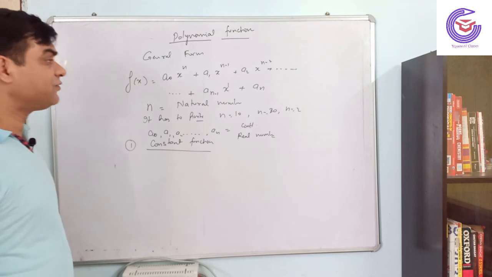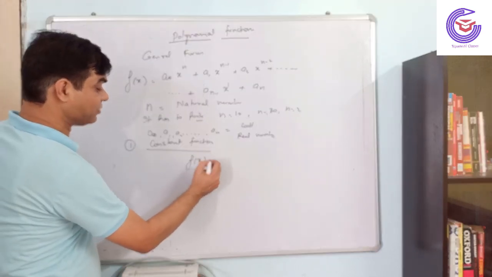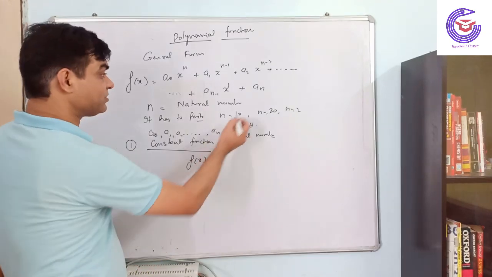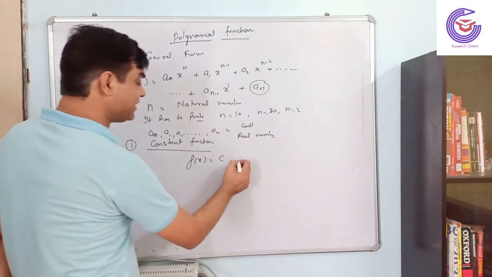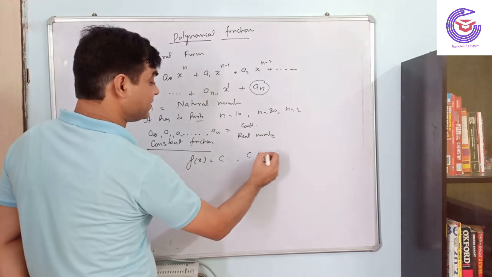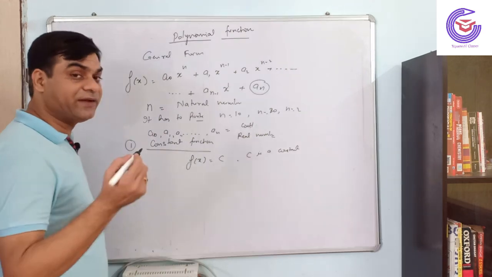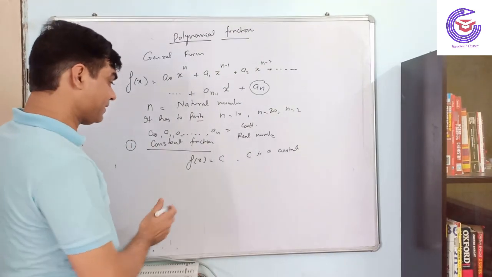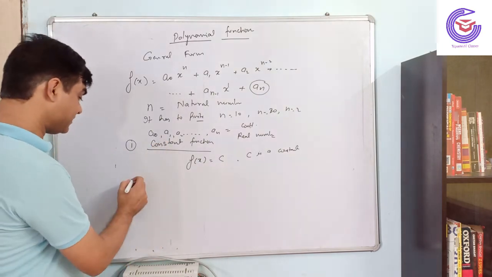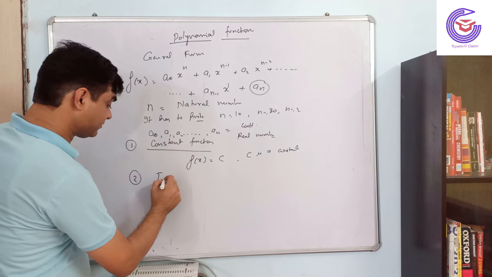So in constant function, what happens? Its equation is something like this. f(x) is equal to some constant. Like here an, so I'll put here c, where c is a constant which will have a value as a real number. So this is constant function. The second one was identity function.